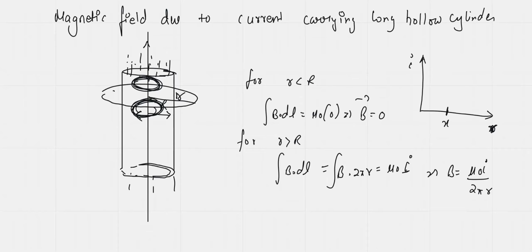Because this R, the radius, is increasing, right? So till R, the magnetic field is 0. Before this, the magnetic field is 0. The moment you reach R, suddenly it will go up, and if you see it is inverse, so it will go like this. Okay, now if you have any doubt, please let me know first.